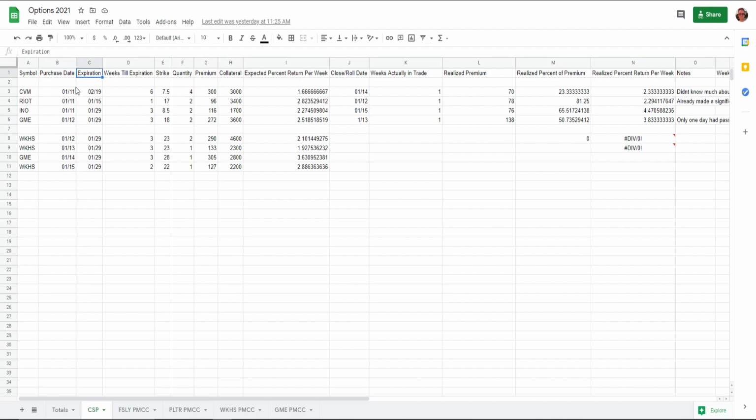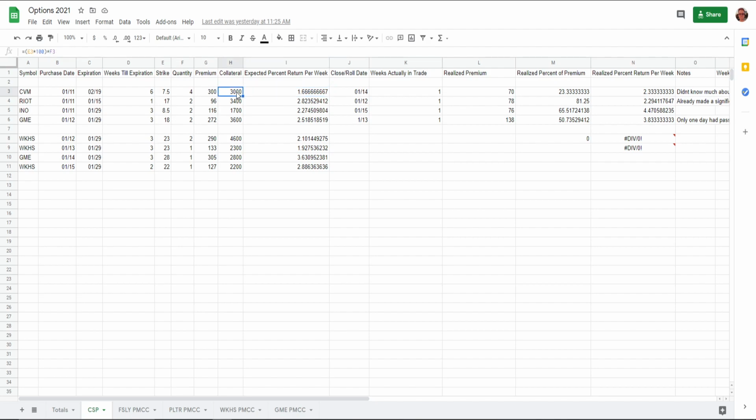And then I have the expiration date. So this is going to be the expiration of the actual option. And this is good because I calculate the weeks till expiration based on this. And the reason that I want the weeks till expiration is because I want to know how much premium I'm going to get. And then I'm going to want to know how much expected percent return that I'm going to get per week from that.